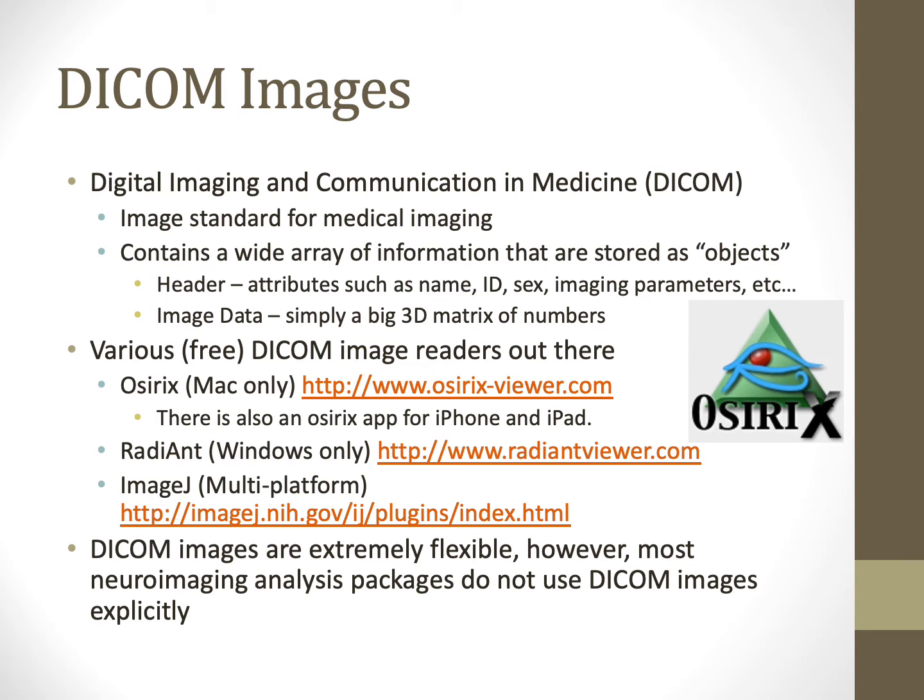The image is made up of two components, one being the header, which contains the attributes such as name, ID, sex, imaging parameters used to acquire the data, and others, and then the image data, which is simply a big 3D matrix of numbers. There are many different DICOM image readers available, namely Osirix, which is for Mac only, Radiant, which is a Windows-only viewer, and the ImageJ viewer, which is available across multiple platforms.